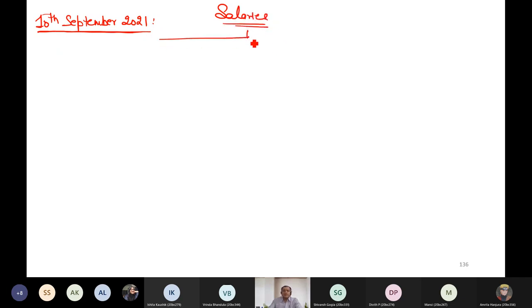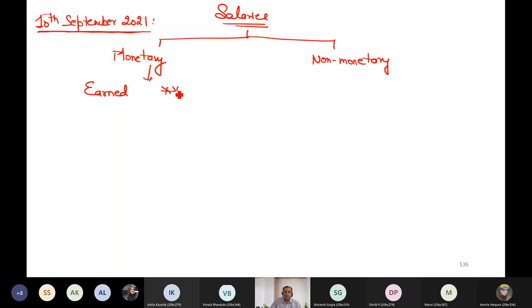So what I have discussed, the basics as far as salary is concerned, that some monetary benefits I receive from my employer and some non-monetary benefits. Income Tax Act is not at all concerned how much you are receiving. Income Tax Act is concerned about the value on which you have to pay tax. So how do I compute that value? In monetary, I know how much I have earned. I know this, there is no problem. What I don't know is how much is exempt.